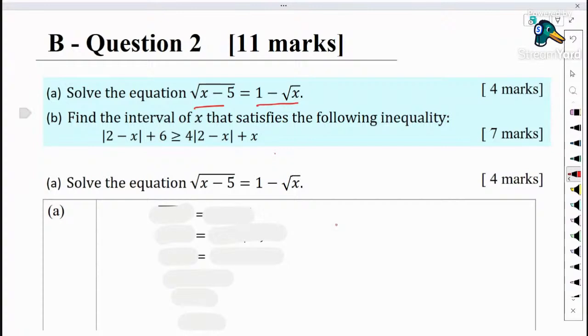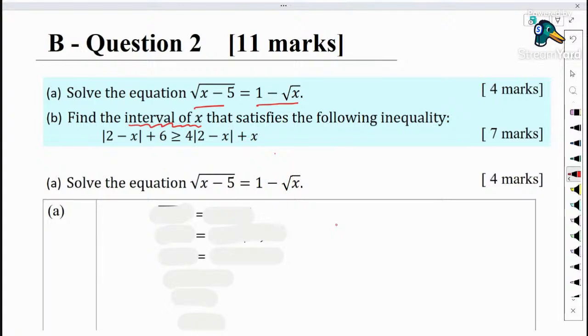The strategy to solve, as you know, is square both sides, but please square it correctly. Later we will explain further on how to solve this. Then B, find the interval of x which satisfies the following inequalities. So in here, they want to find the interval of x, so your final answer is in interval notation.